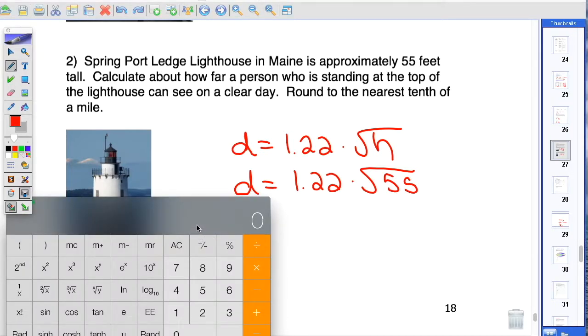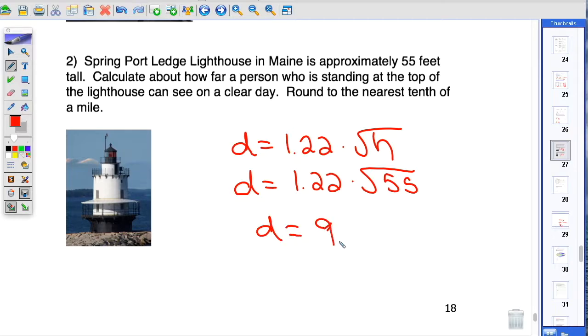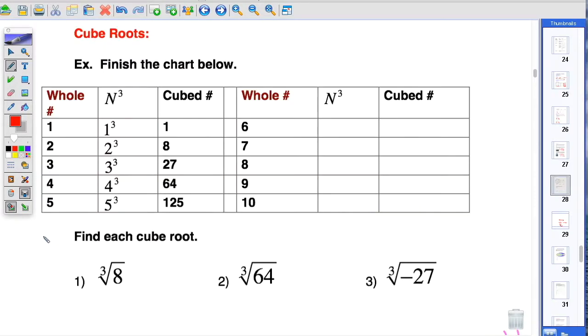So we can use a calculator. We are going to start by doing 55, hit your square root, find that first, multiply it by 1.22, and we get 9.047. So rounding it to the nearest tenth, it's just 9.0 miles or 9 miles. So if you were at the top of the lighthouse, you could only see about 9 miles if it was a clear day.